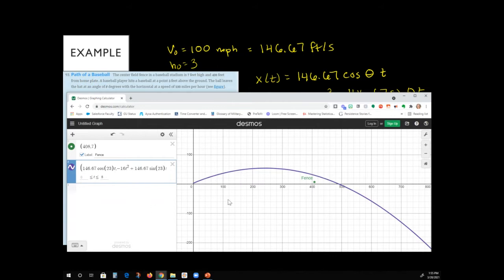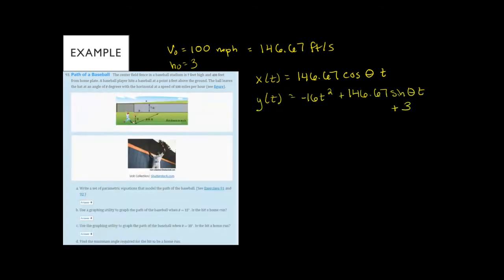So Desmos is really nice here to help you visualize that. So this was no, this is yes. And then it says find the minimum angle required for the hit to be a home run.